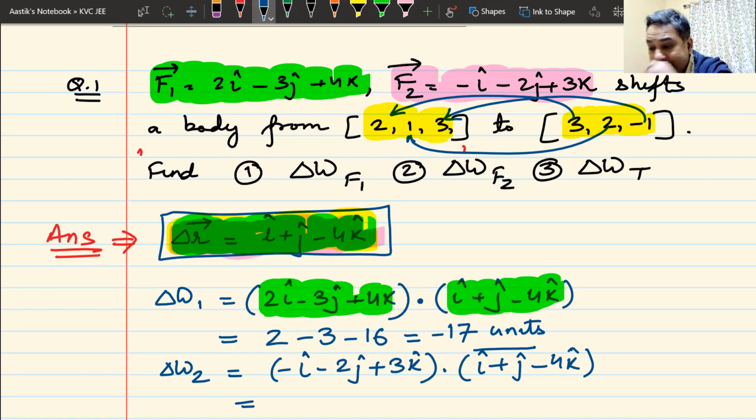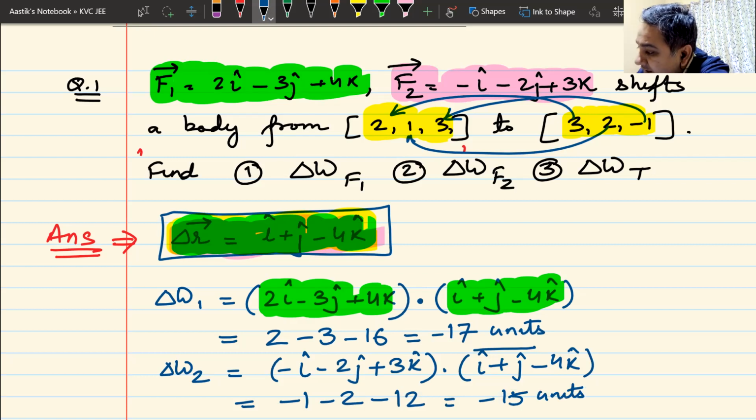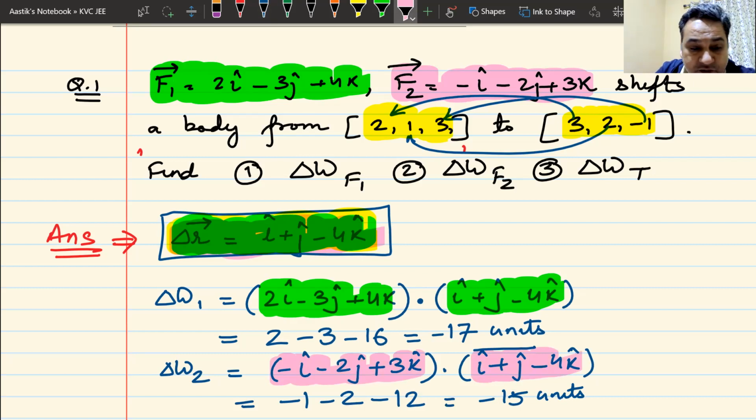So I just take the dot product. Minus I dot plus I is minus 1. Hope I am not making a mistake this time. Minus 2j dot with j is minus 2. 3k dot with minus 4k is minus 12. So I will get minus 15 units here. Do we all understand this? The pink one. Minus 15 units. All of you got the same answer? Yes or no?